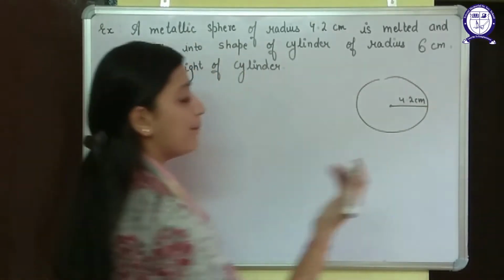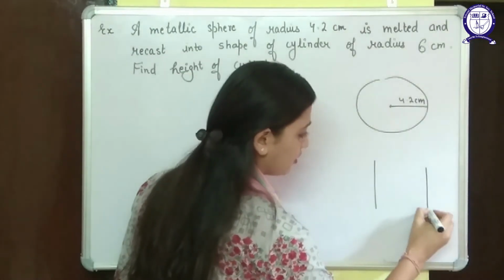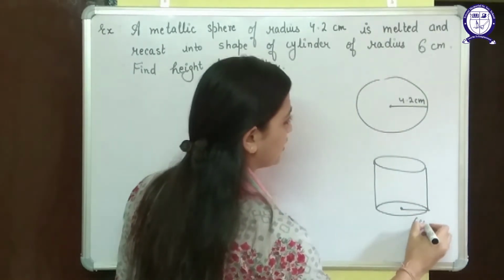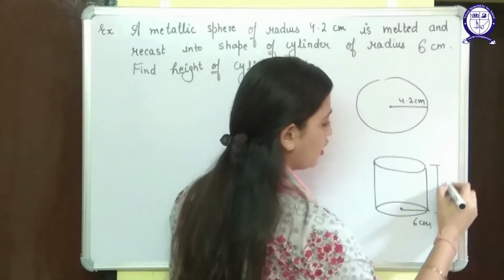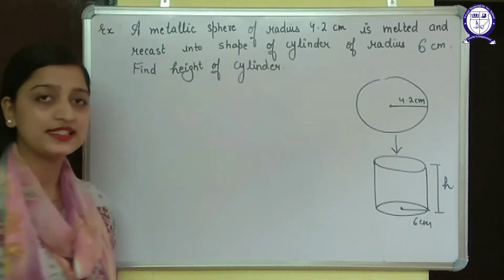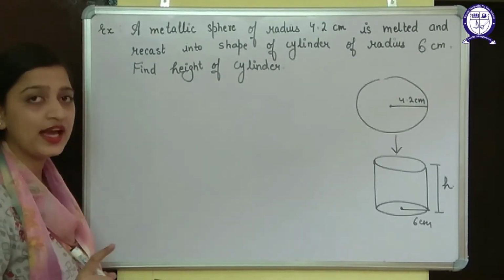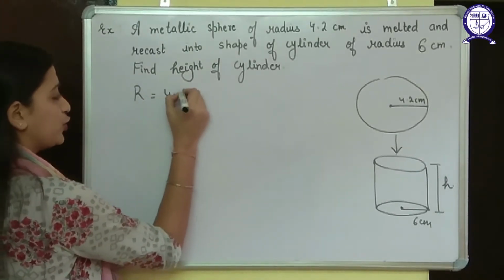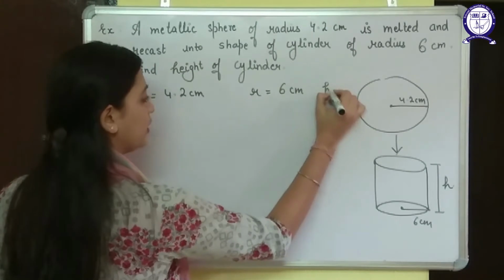Now it is melted and recast into another shape, that is a cylinder. The radius of the cylinder is given as 6 centimeter and we need to find the height of this cylinder. So this is the question of conversion, that is a spherical bowl is converted into a cylinder. So what will be equal? Their volume will be equal. There are two radii, so we will name them differently. Let capital R be 4.2 centimeter and small r will be 6 centimeter, and height we need to find.